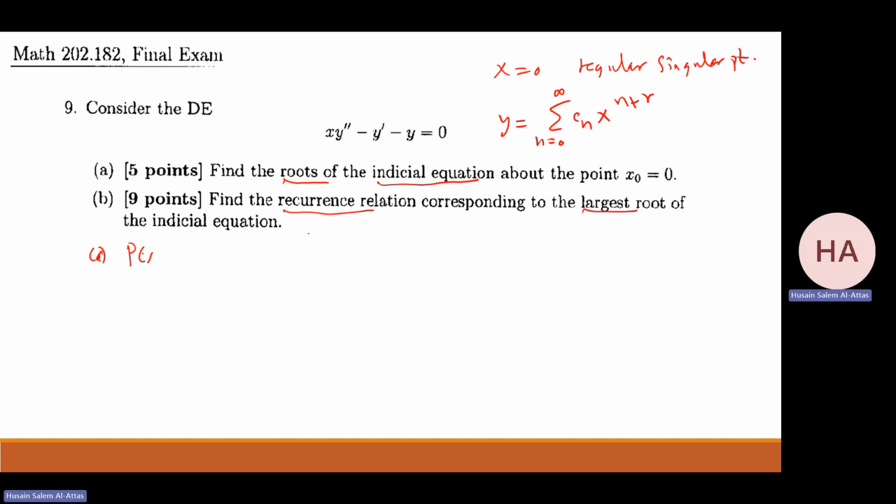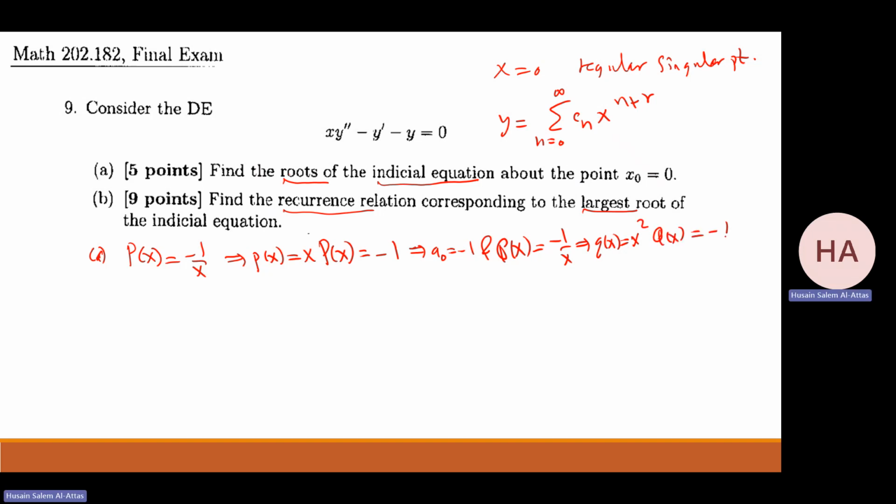roots of the indicial equation. I have capital P of x equal to minus 1 over x. So small p of x will be x times capital P of x, that is minus 1. And capital Q of x is minus 1 over x. Before that, that means A0, the constant part, is minus 1. Now Q of x is minus 1 over x also, so small q of x is x squared times capital Q of x, which gives me minus x. So there is no constant coefficient, so B0 equals 0.